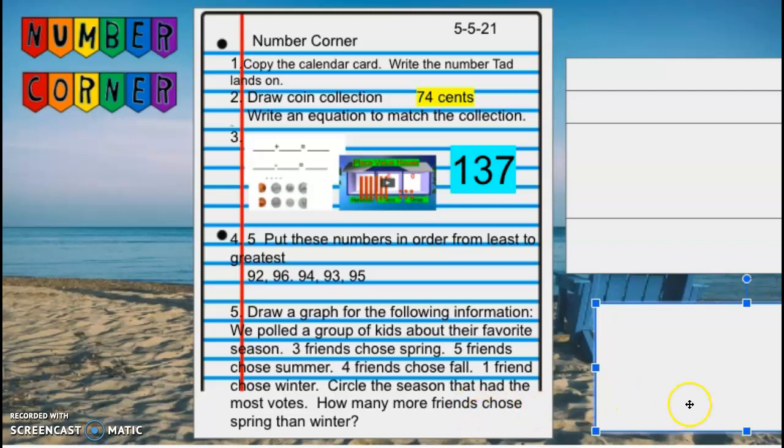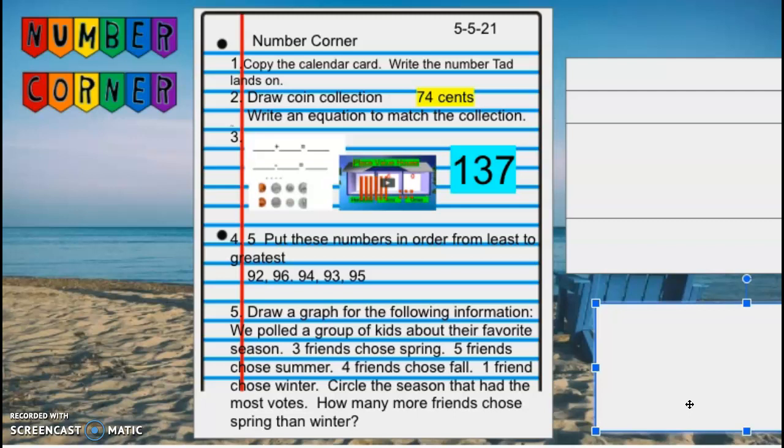Next to number 5, listen carefully, there's a lot of directions. Draw a graph for the following information. We polled a group of kids about their favorite season. 3 friends chose spring. 5 friends chose summer. 4 friends chose fall. 1 friend chose winter.